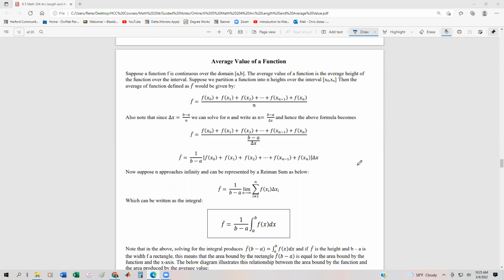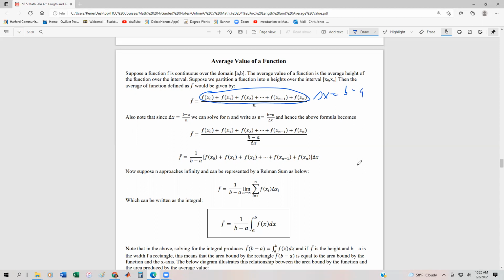And suppose, to be able to verify or define what the average value formula is, let's just go ahead and partition the function into n heights over the interval from x0 to xn. Then if we added up all those function values and divided it by n, which is our definition of average, it's going to give us our f bar. Okay, now remember, this is an approximation. Remember that delta x is equal to (b minus a) over n.